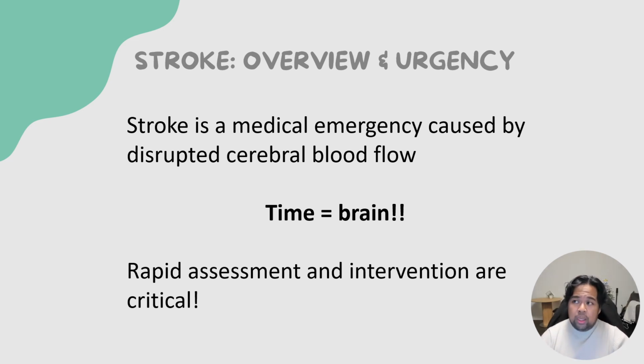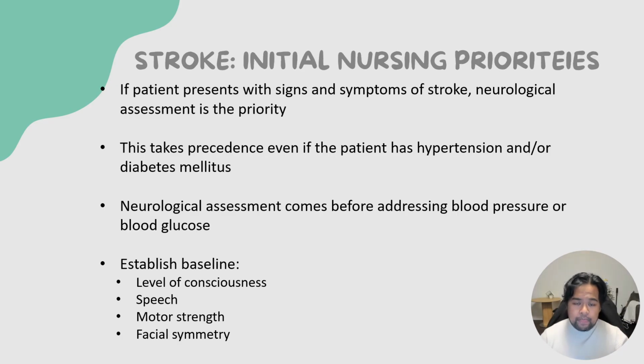So the sooner we identify what it is, the sooner we start treating them, which means perfusion into that brain, and we can prevent brain damage. Okay, and rapid assessment is essential for a nurse. So when you notice a change in level of consciousness, it's important to notify the provider. All right, so initial nursing priorities.